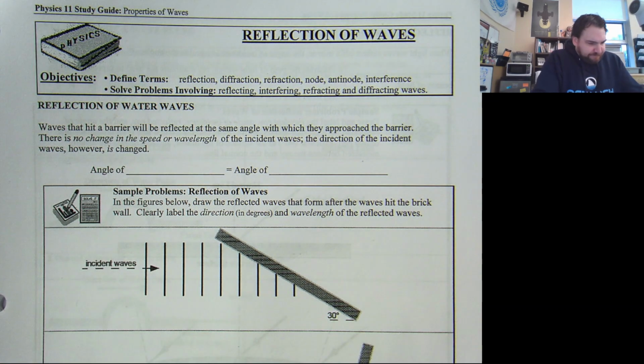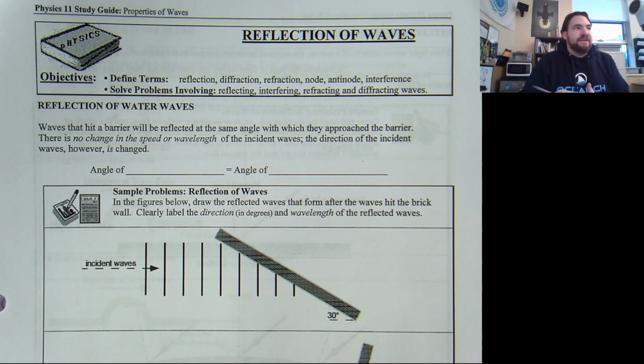So here we go. Reflections. Reflections are something you're familiar with. The fact that you can see yourself in a mirror means light is reflecting. Light is just a specific kind of wave. We're going to look at water waves, sound waves, and light waves, because they all do behave roughly the same way.